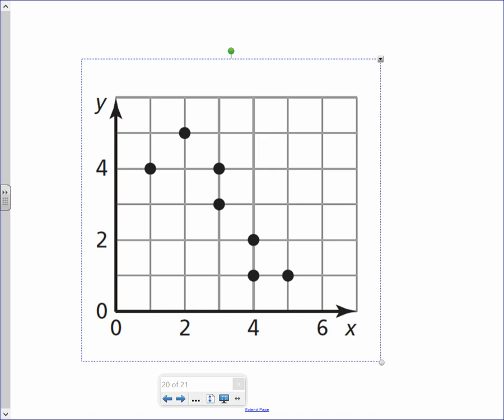So the line I draw, I'm going to try to make sure that there's an equal amount of points above and below. I'm looking at these 3 points. If I were to connect these 3 points here, there'd be 2 points above and 2 points below. So it looks like a good fit there. Right, Valtierra? 2 points below, 2 points above.